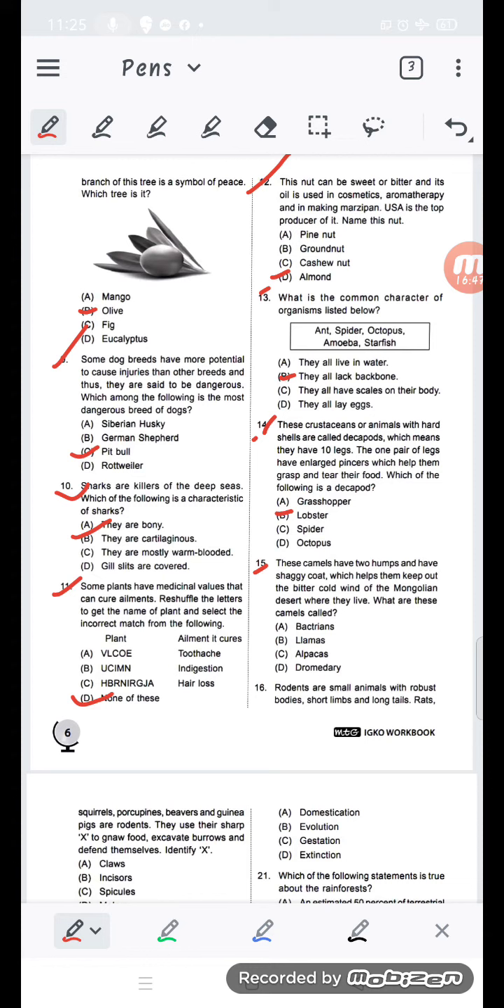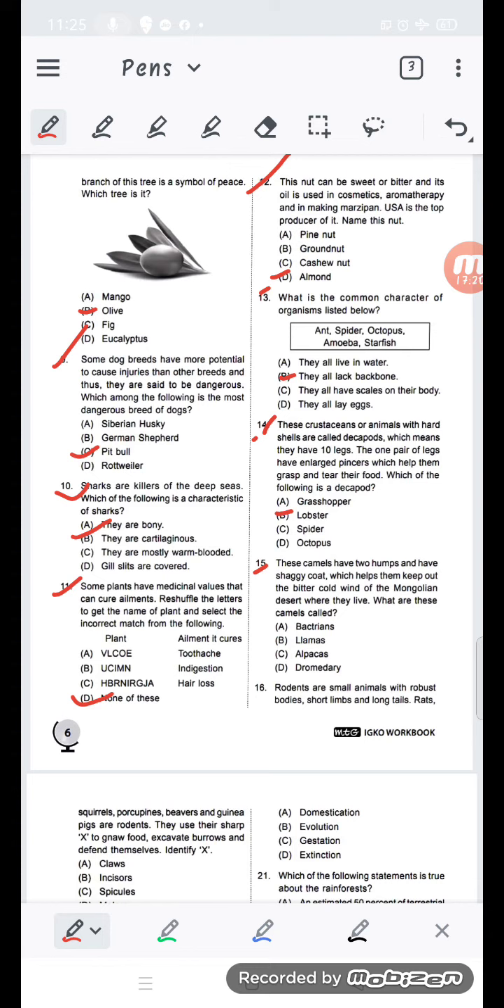Okay. Number 15, these camels have two humps and a shaggy coat, which helps them keep out the bitter cold wind of the Mongolian desert where they live. What are these camels called? Let us see. A, Bactrians, B.